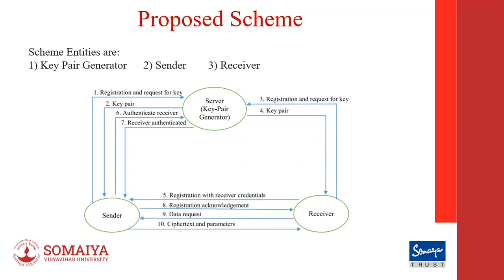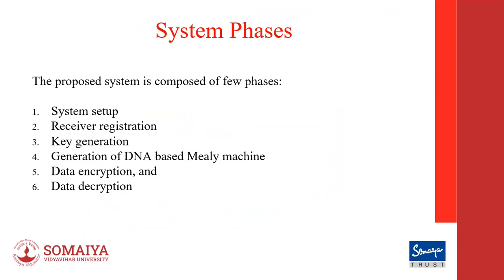At this point, the keys are not known to each other. That is, the sender does not know the receiver's key, nor does the receiver know the sender's. And once this is done, the receiver contacts the sender with his information and credentials, which the sender will authenticate by sending this information to the server. And once it's done, the server will send the authentication notification to the sender, and then the registration acknowledgement is generated, which the sender will give to the receiver, showing that yes, he is an authenticated receiver, and the operation may proceed with data request and ciphertext with parameters. Moving on to the next slide, the system phases.